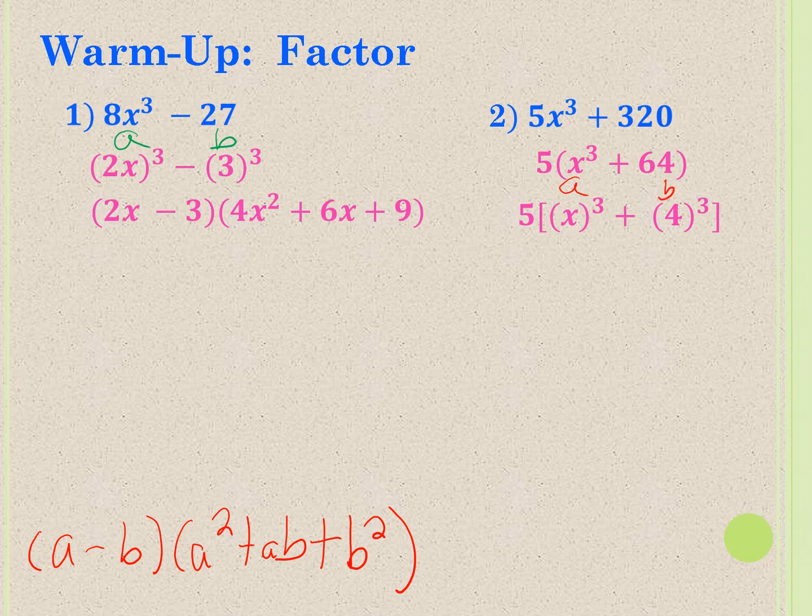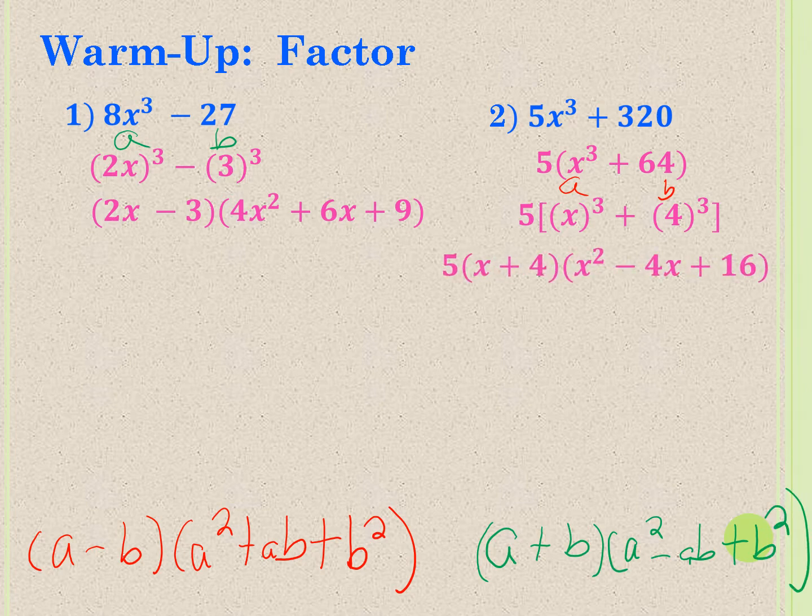And if you remember correctly, the formula for A cubed plus B cubed was A plus B times A squared minus AB plus B squared. So using that formula, I end up with 5 times x plus 4 times x squared minus 4x plus 16. Now, don't forget that GCF on the outside, because if you do, it will be wrong, because then it won't multiply back to make 5x cubed plus 320.